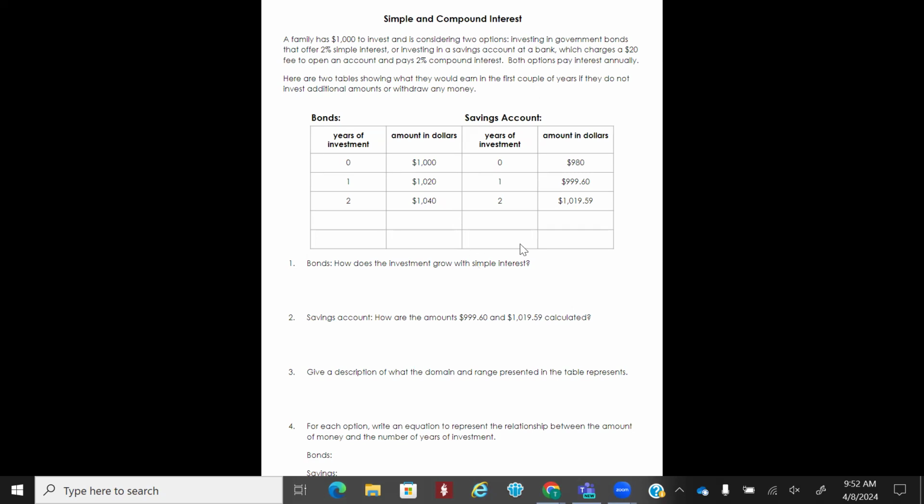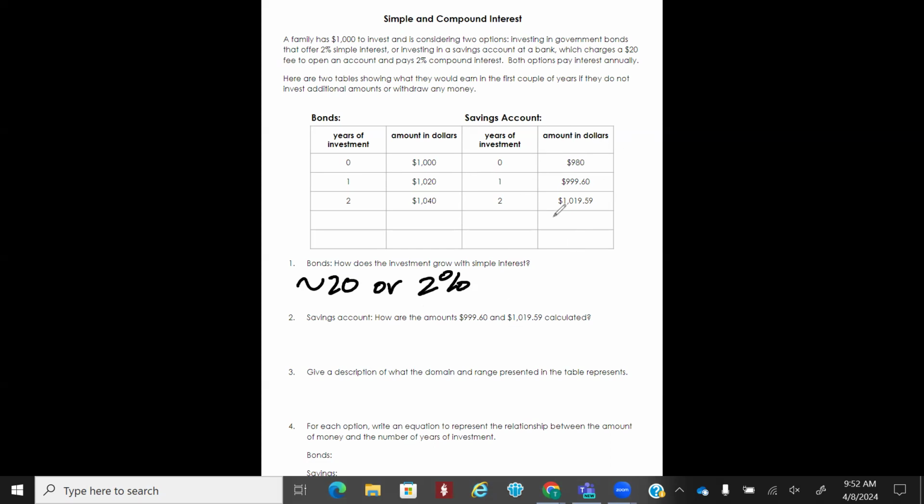Okay, so how does the investment grow with simple interest? Okay, so looking at this, it's going up. So it's going up by roughly $20, or you could say 2%. Okay, now the savings account for this one, how are the amounts calculated?